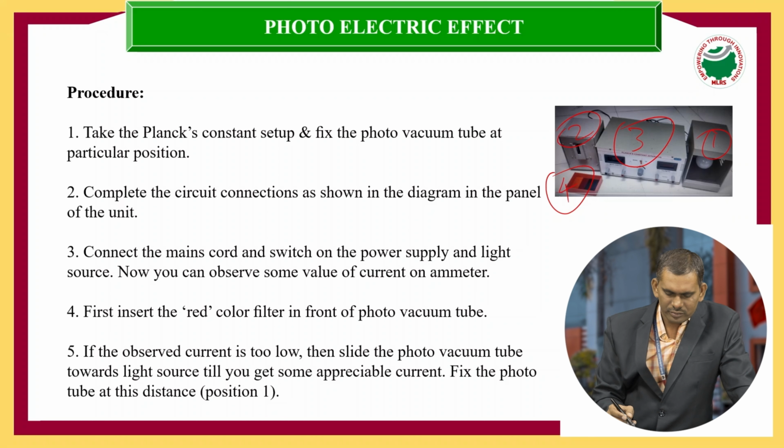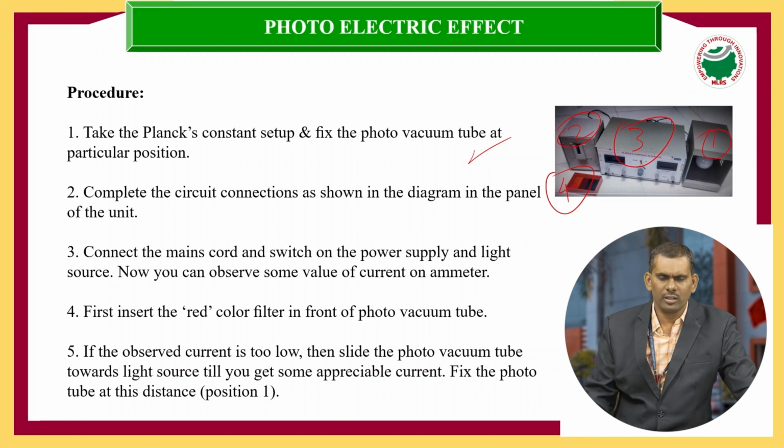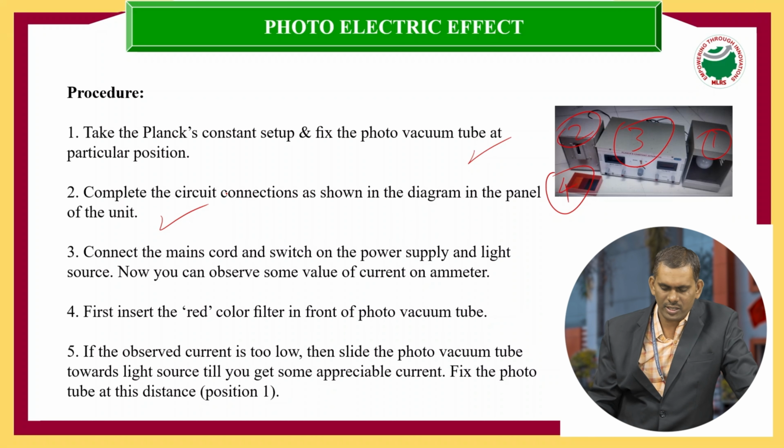So now let us see the procedure step by step, briefly. Set up the Planck's constant apparatus and fix the photo vacuum tube at a particular position. Here we are not using any vacuum tube, so we directly use the photocell arrangement. Next, complete the circuit connections as shown in the diagram. Previously we saw the circuit diagram, so with the help of the circuit diagram we need to connect all the components using connecting wires. Next, connect the main cords, switch on the power supply and light source. Now you can observe some value of current on the ammeter.